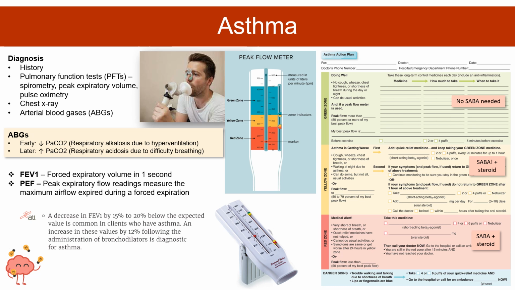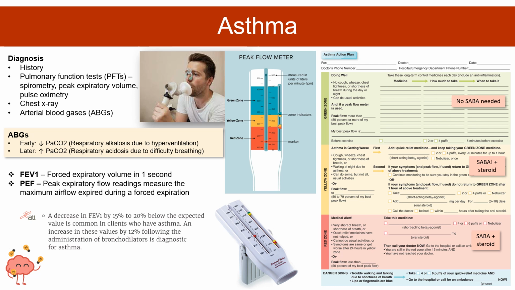One of the most common and major tests that is part of pulmonary function testing is the FEV1, forced expiratory volume in 1 second. For normal adults without asthma, 70% is the norm. So if you have a decrease in this FEV1 by 15 to 20% from what's expected, then those patients are likely to have asthma. If those values improve after you give a bronchodilator by 12%, then it's diagnostic for asthma.